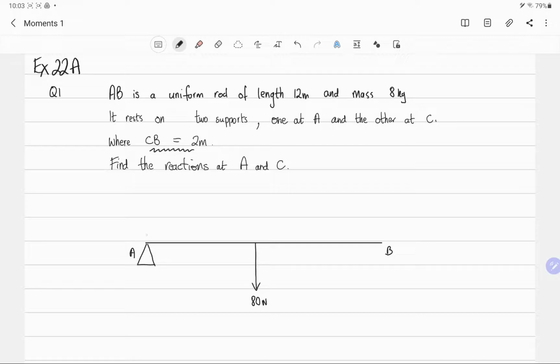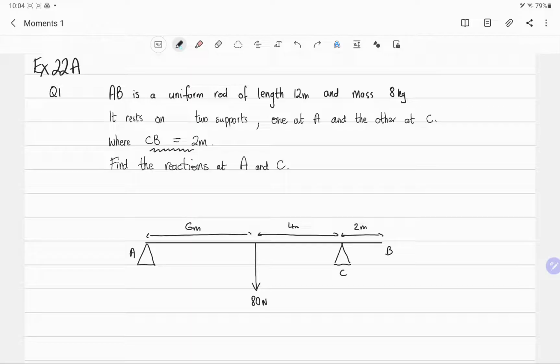So first thing I'm going to do is just tell myself that that is 6 meters. And so is the other half, which means that if I have C here, this is going to be 2 meters. And we have a remaining 4 meters here. So I know that's 6 because it's half of 12. I know that's 2 because CB is 2 meters. And I know that's 4 because 4 and 2 is 6.